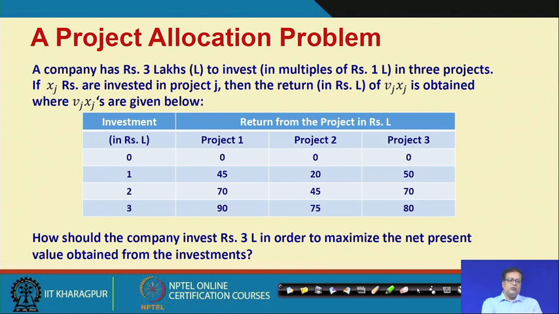So, if you invest 0, 1, 2 or 3 for project 1, your profits are 0, 45, 70 and 90; project 2, 0, 20, 45 and 75; and project 3, 0, 50, 70 and 80. How should the company invest rupees 3 lakhs in order to maximize the net present value obtained from the investments? So, let us look at how we go ahead with the problem.